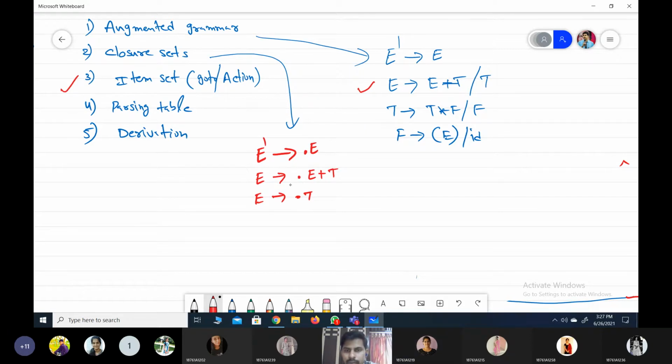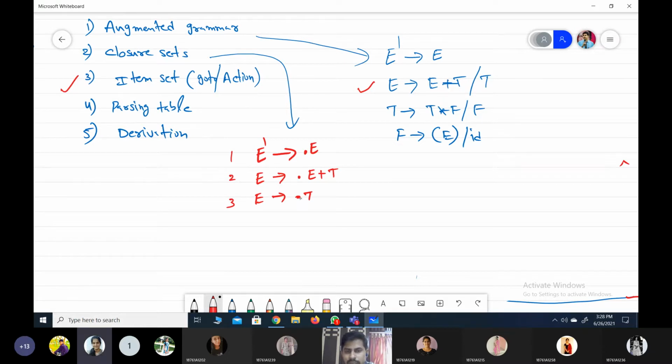Yes, sir. And once again, if you clearly observe these productions, if this is 1, this is 2, this is 3. If you observe the second production, immediately after the dot we have non-terminal E. The E replaceable productions we have already added.